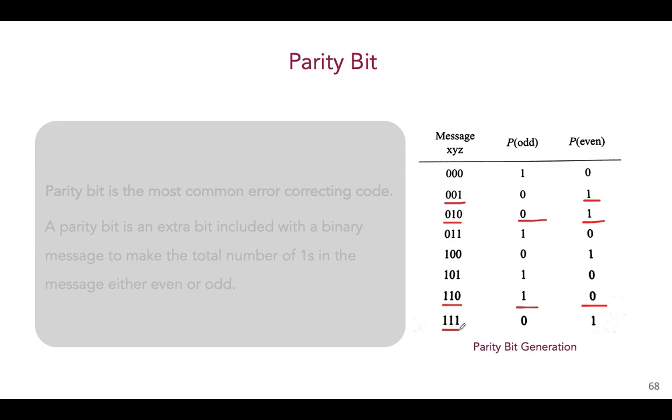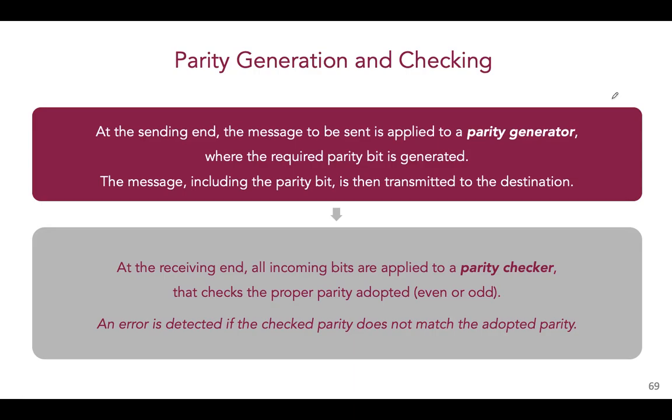Again, simply, if the message was 111, it already has an odd number of ones in it. It has 3 ones. So with odd parity, we would have to add 0. With even parity, we add 1, because if we add 1, then the number of ones in the message becomes even. So this is how odd and even parity work.